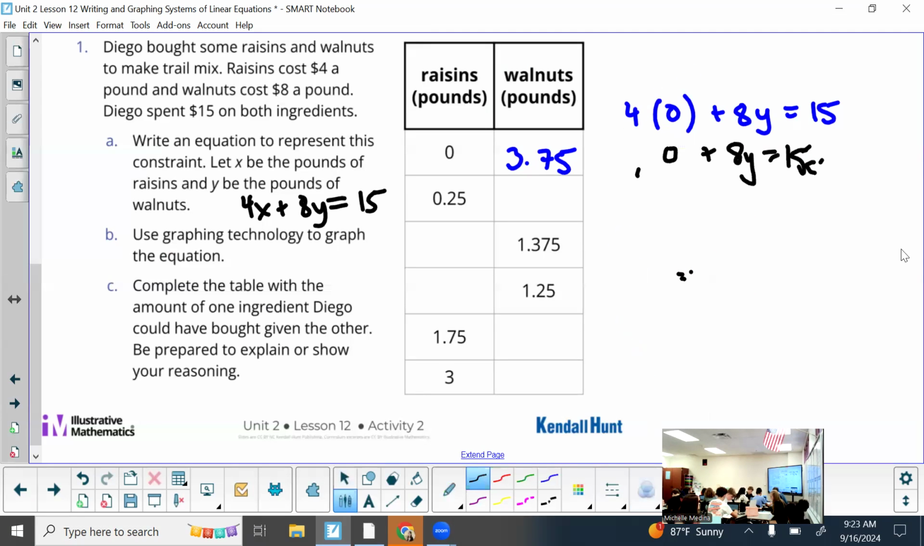Dividing. Sorry guys, having a lot of issues, so hang on.